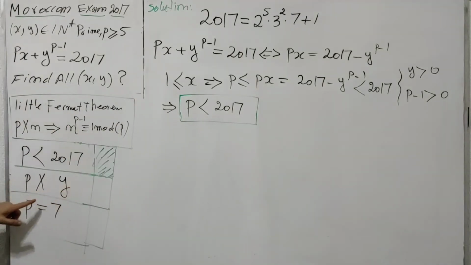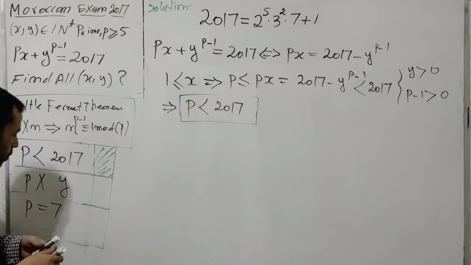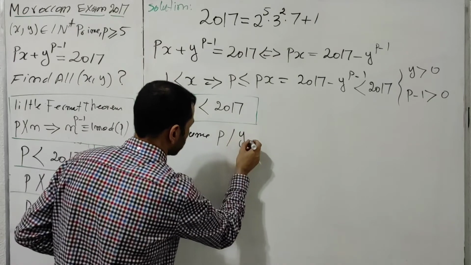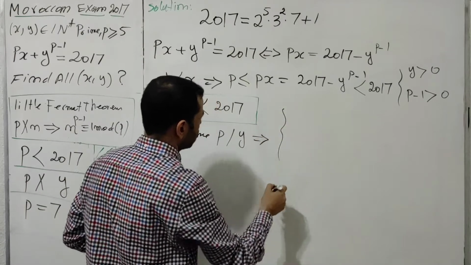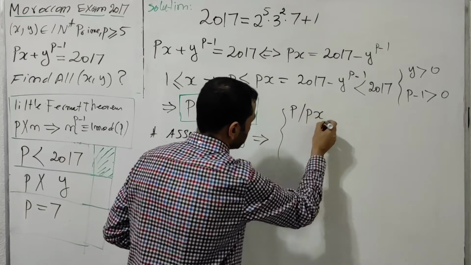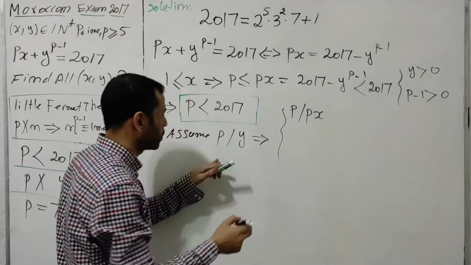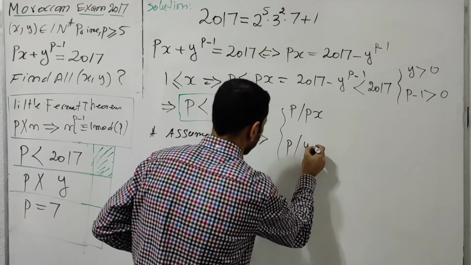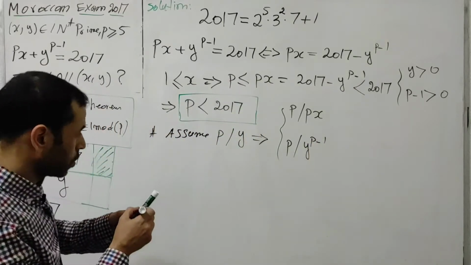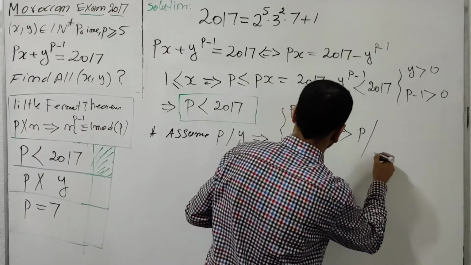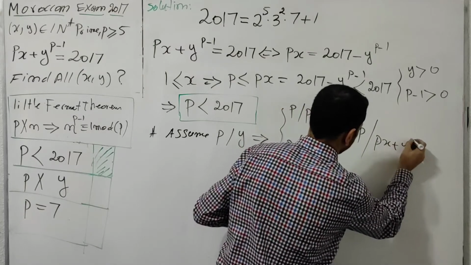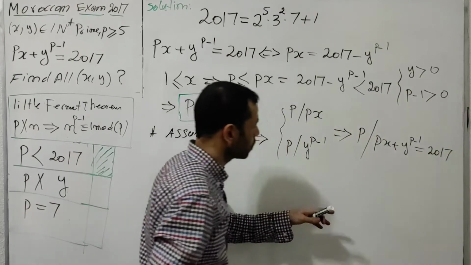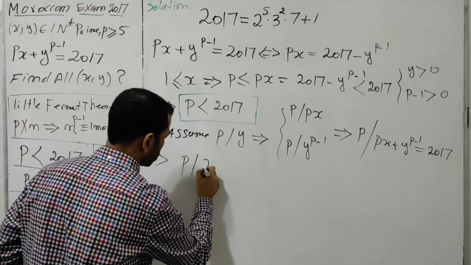Let's move on to the next proof. We are going to prove p does not divide y. In order to prove this one, we are going to assume p divides y. We know two things here. p divides p multiplied by x, and since p divides y, p also divides y to the p minus 1. This is telling us p divides px plus y to the p minus 1, which equals 2017. That means p divides 2017.